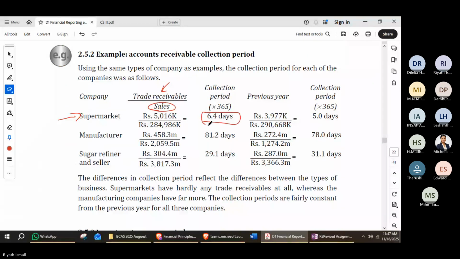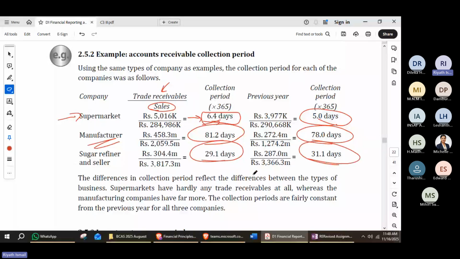Why is that? Normally supermarkets do not give credit to customers, but there are some employees within their food city or supermarket who can get some items on a credit basis and settle when they get their salary. That rarely occurs. Last year it was 5 days, now it's 6.4 days. In the manufacturing firm, it's normally 81 days, last year 78, and the sugar refiner and seller 29 days, and last year 31 days.